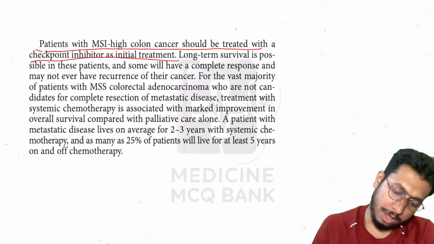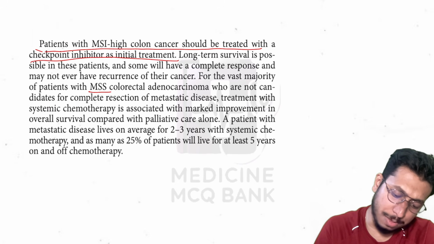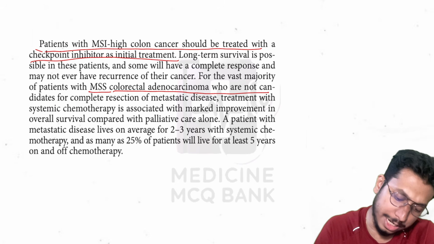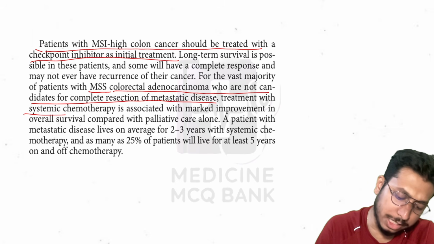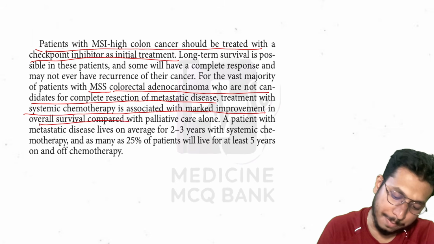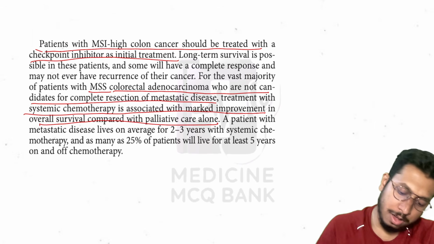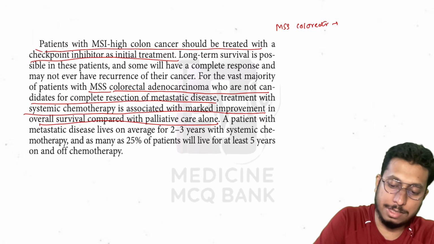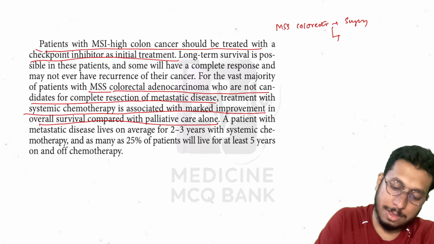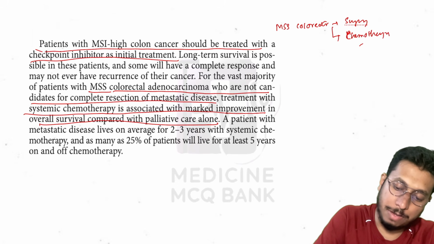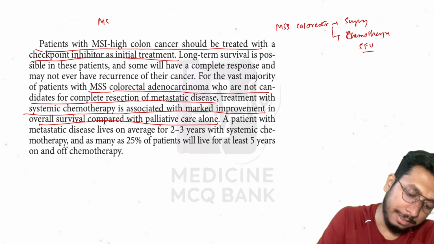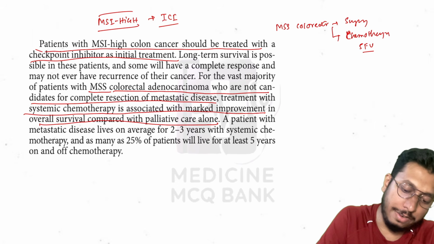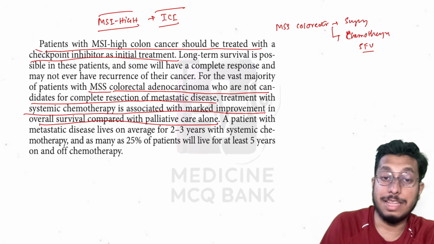And for the vast majority with MSS, microsatellite stable colorectal adenocarcinoma, who are not candidates for complete remission or have metastatic disease, treatment with systemic chemotherapy is associated with marked improvement in overall survival compared with palliative care alone. So in MSS colorectal cancer, the first choice will obviously be surgery. When surgery is contraindicated, we go for palliative care in the form of chemotherapy, in the form of 5-fluorouracil. In MSI-high, what do we go for? We go for immune checkpoint inhibitor. And in early stage, they have rather better prognosis.